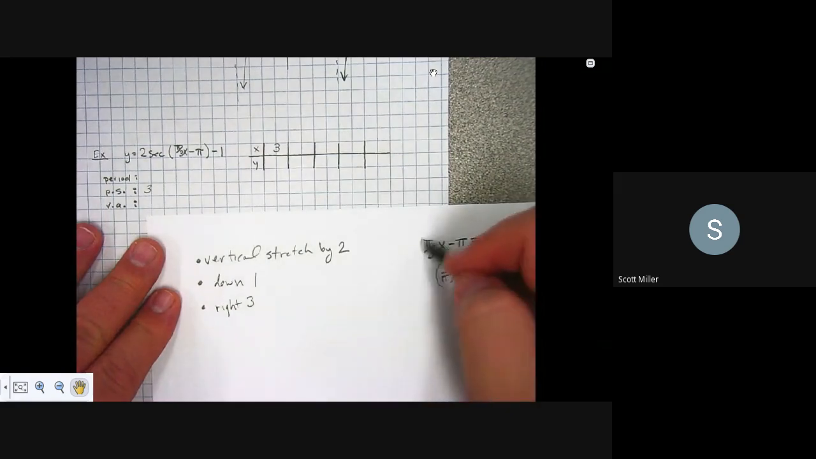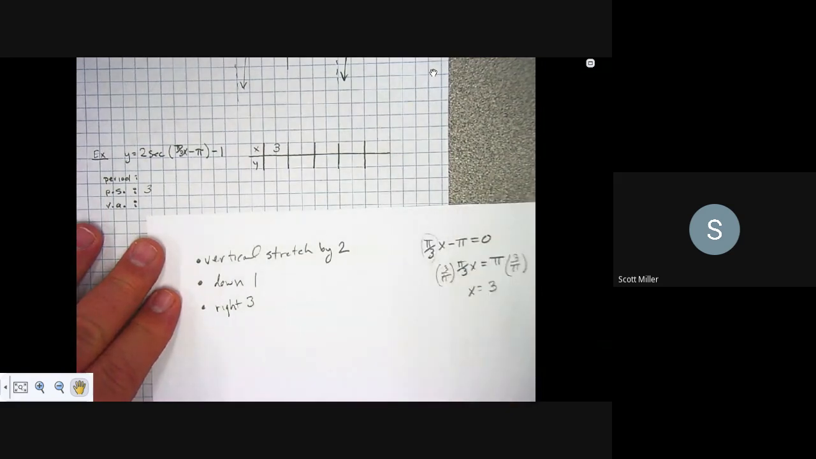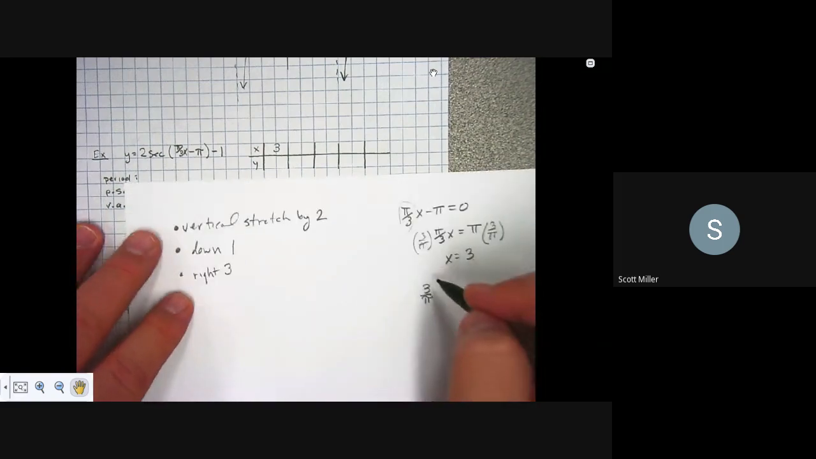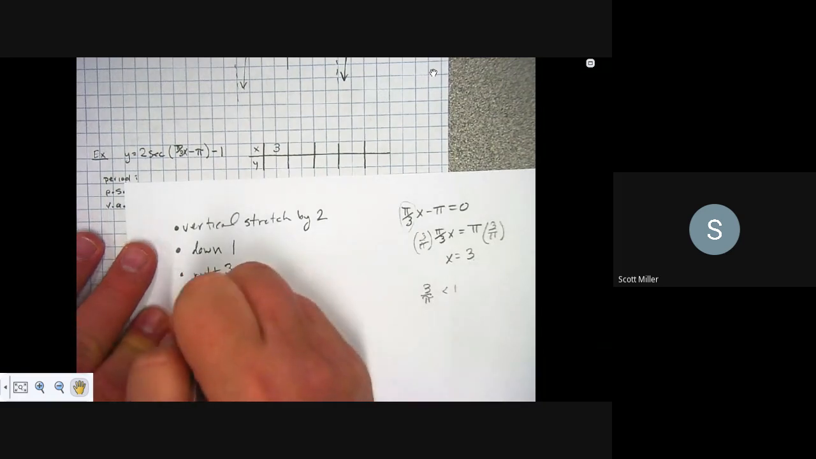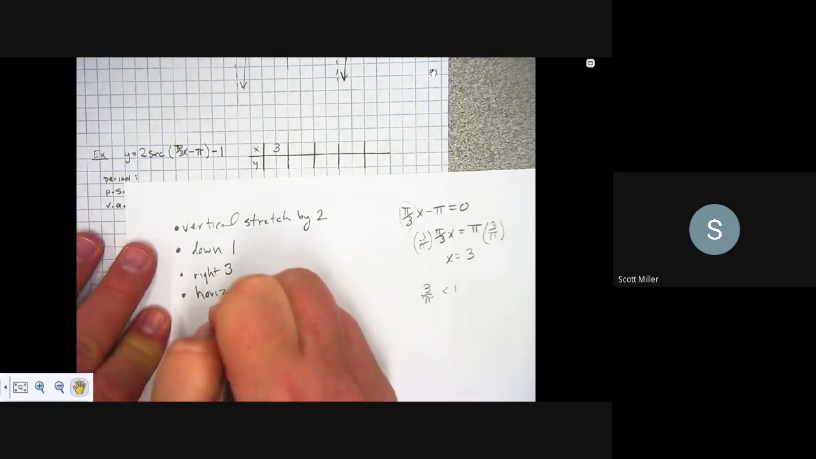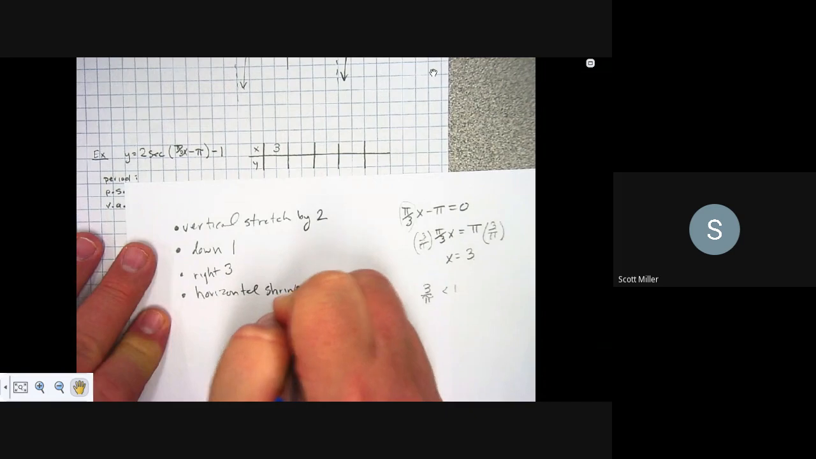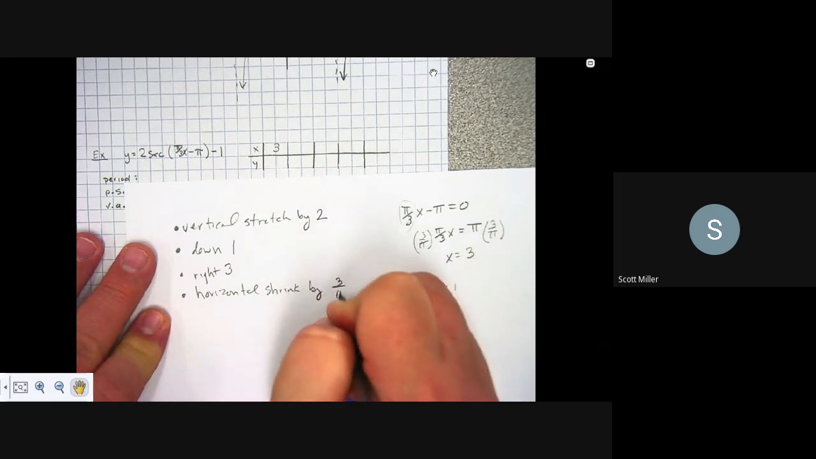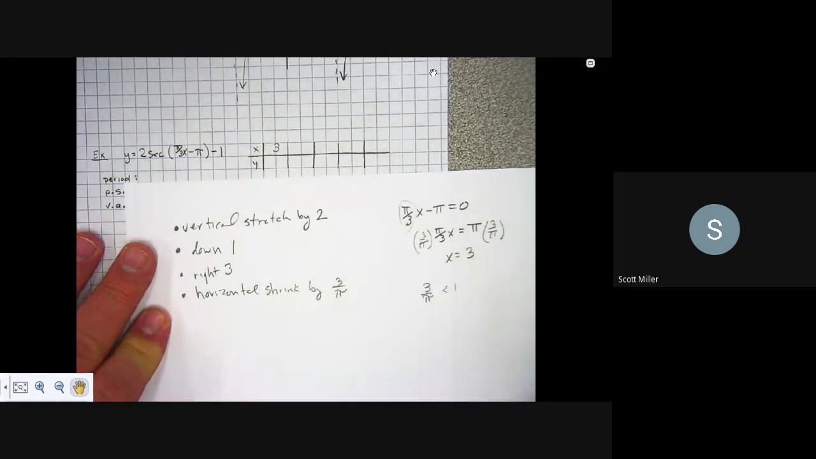The number that is in front of the x is B. That determines if I have any kind of horizontal stretches and shrinks. And we flip it over. And we have to determine, is this number bigger or less than 1? So this is 3 divided by 3.14. The bottom number is bigger, so this number is less than 1. So then I have a horizontal shrink by 3 over pi. And so that's the transformations.